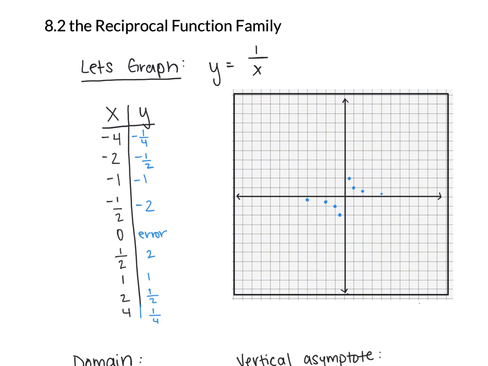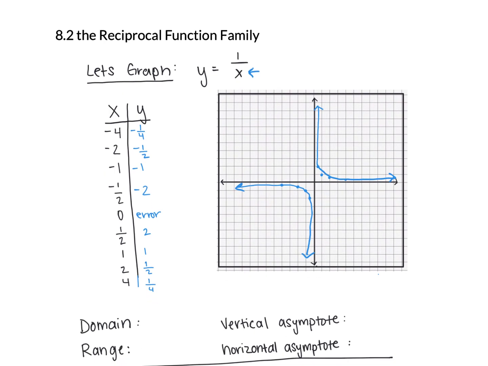Okay, so as you'll see, this is creating a similar shape to what we're seeing on our graph. So I'm just going to roughly connect these dots to look something like that. And you'll notice that there is an error at 0 because we can't divide by 0, and x is on our denominator. So that's why there's an error at 0.